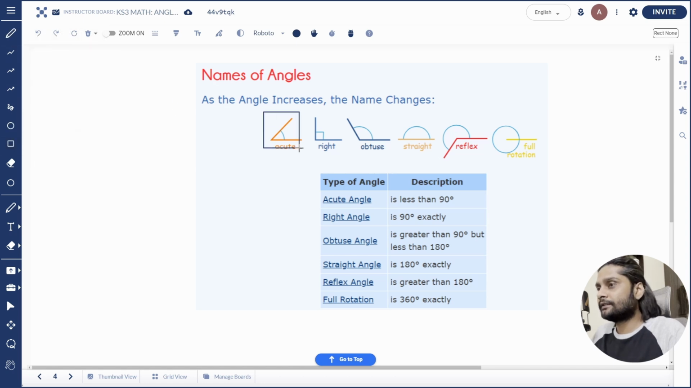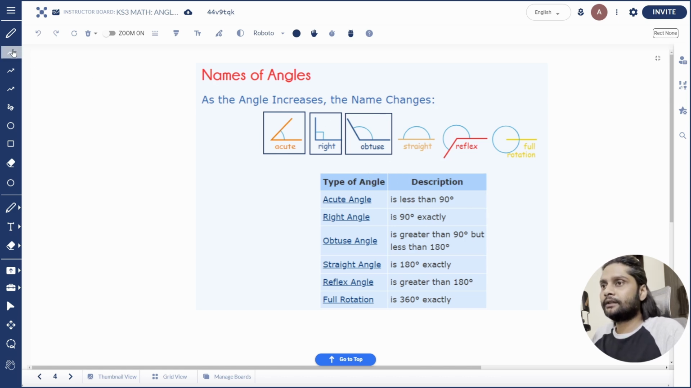Now an acute angle is something which measures less than 90 degrees. A right angle is something which measures exactly 90 degrees. Similarly, an obtuse angle is something which measures greater than 90 but less than 180 degrees.